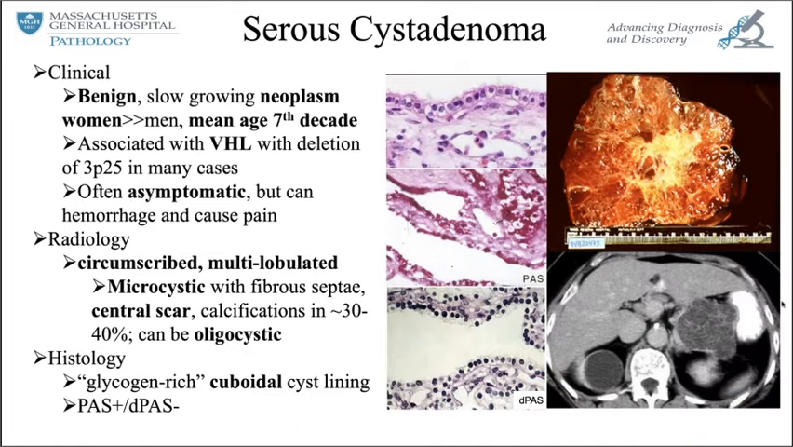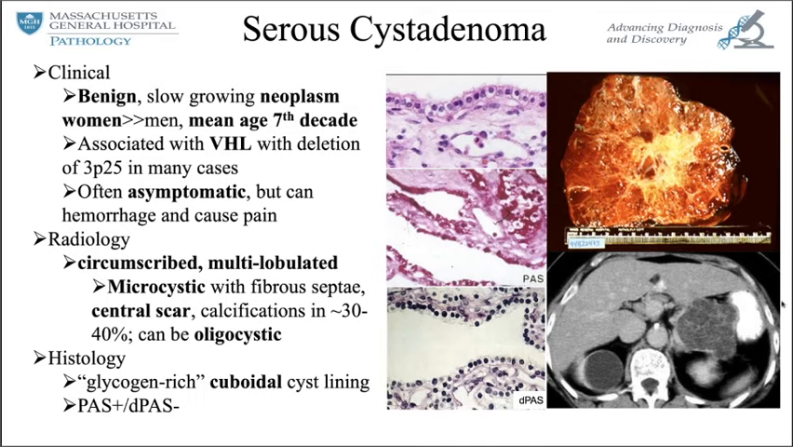Now, a serous cyst is a benign neoplasm. These are slow-growing lesions that generally occur in women much more than men, and usually in the 7th decade. So they're often referred to as your grandmother's cyst. They're known to be associated with von Hippel-Lindau gene, often a deletion of 3p25. Most patients are asymptomatic, but they can cause pain from hemorrhage and degeneration.